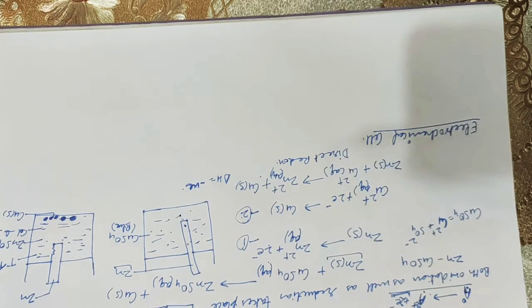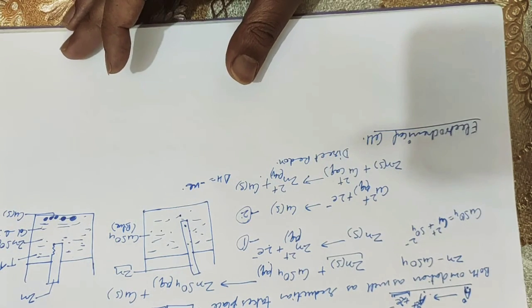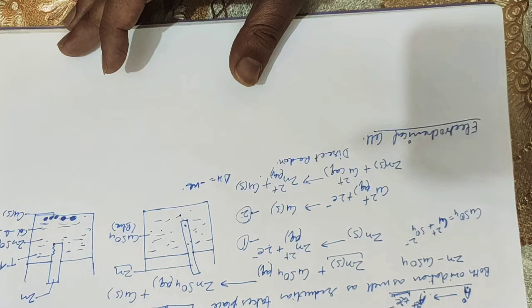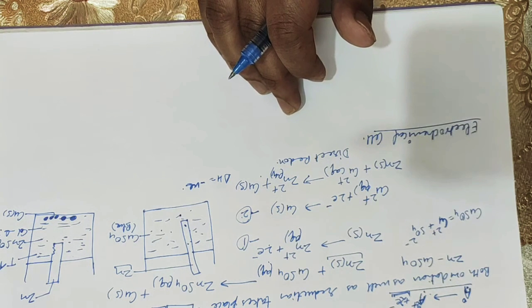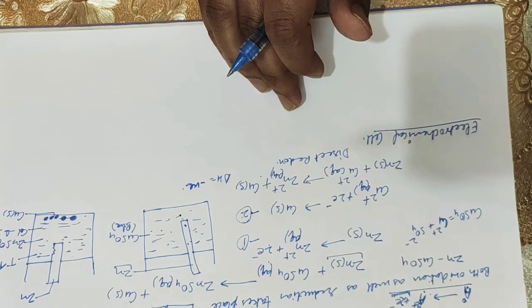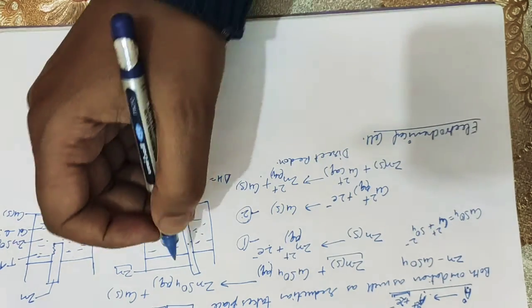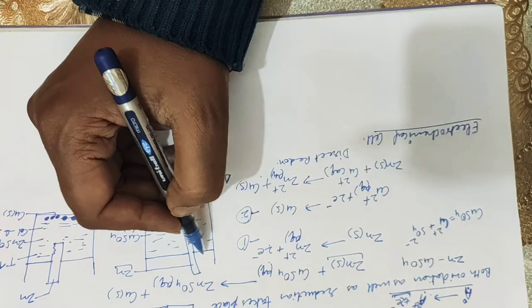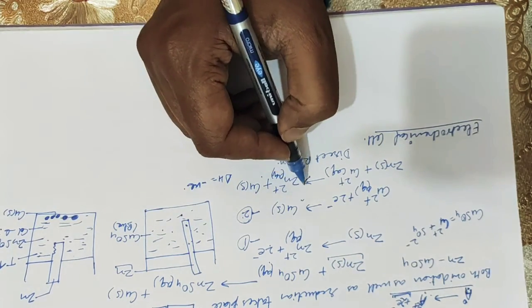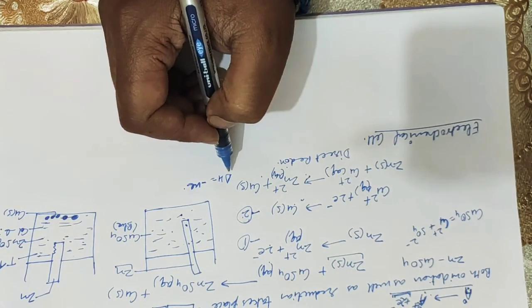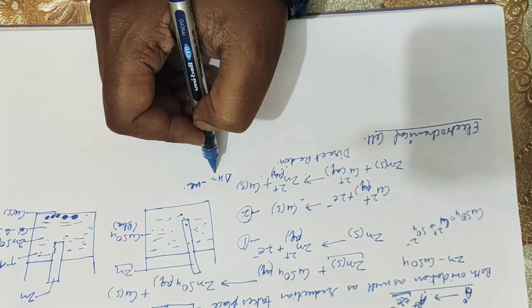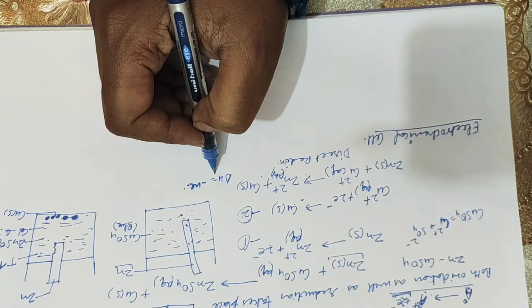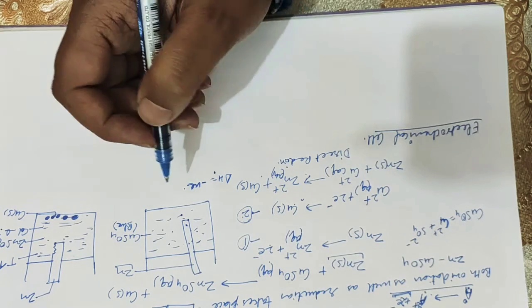So what is an electrochemical cell? An electrochemical cell, or galvanic or voltaic cell, is a device in which the chemical energy of a spontaneous redox reaction is converted into electrical energy. So what are we saying? We are saying that the energy evolved during this redox reaction can be converted into electrical energy.